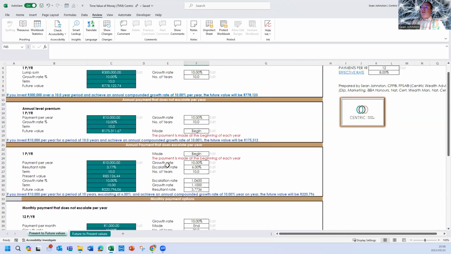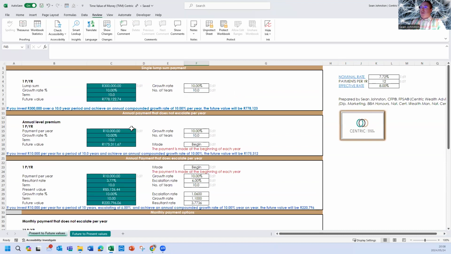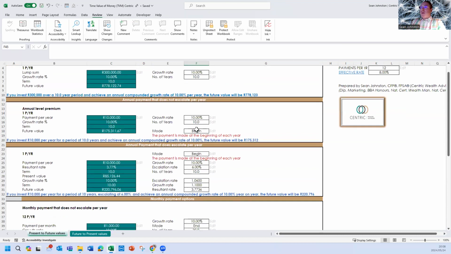But again, if you're looking at begin and end mode for annual payments, as we said, at 10,000 Rand made at the beginning of the year, future value 175,311 versus 159. Now, if this was a large value, let's say this was 10 million, beginning and end mode is going to make a huge difference. 175 million, 159 million by making that payment.